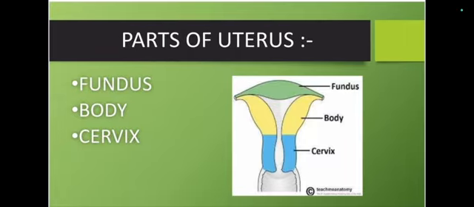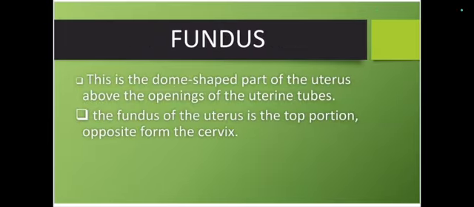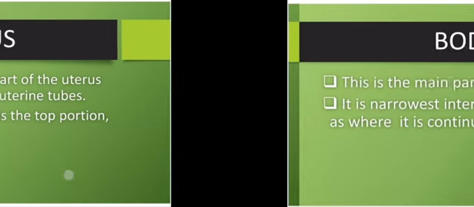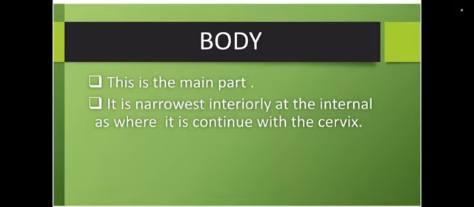Parts of the uterus: fundus, body, and cervix. The fundus is the dome-shaped part of the uterus above the opening of the uterine tube. The fundus of the uterus is the top portion, opposite from the cervix. The body is the main part.